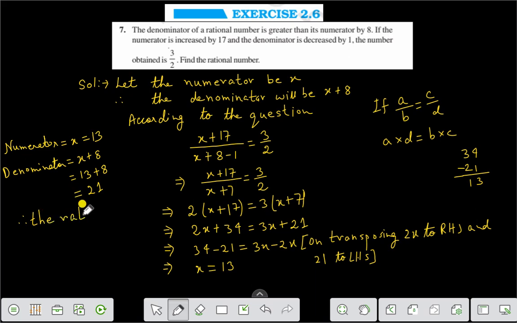Therefore, the rational number is 13 by 21. That is the answer.